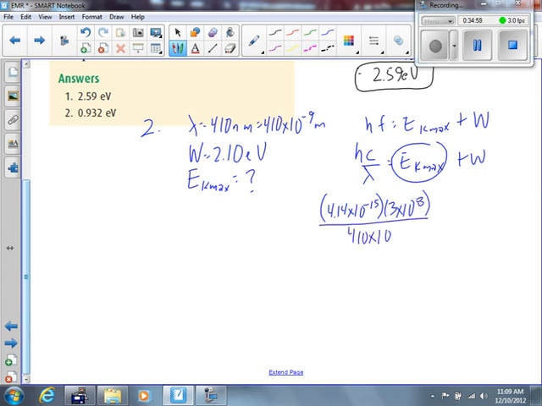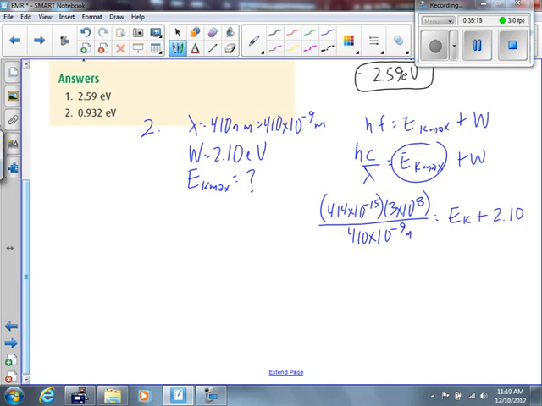By the way, would it have been okay if I had gone with 6.63? Sure it would. What would I have had to do, though, if I went with 6.63? I would have had to convert 2.1 electron volts to joules. This just saves me a tiny bit of work, that's all.